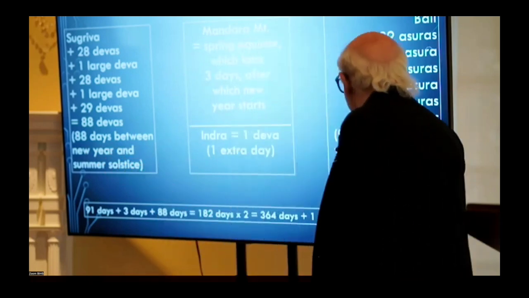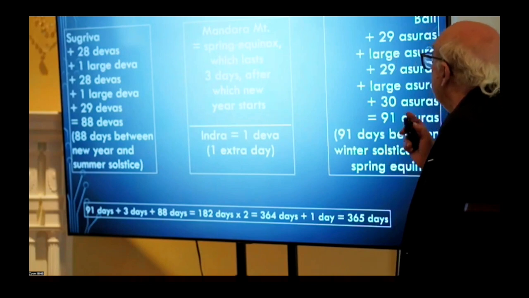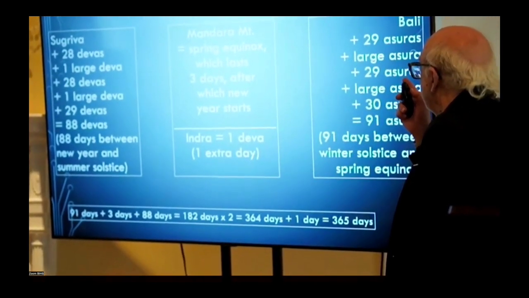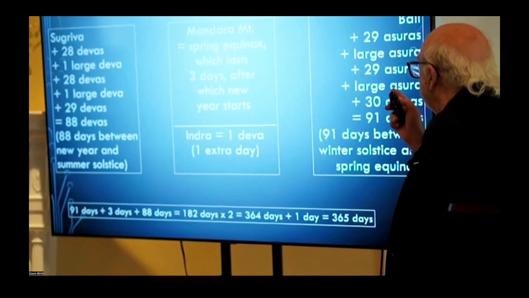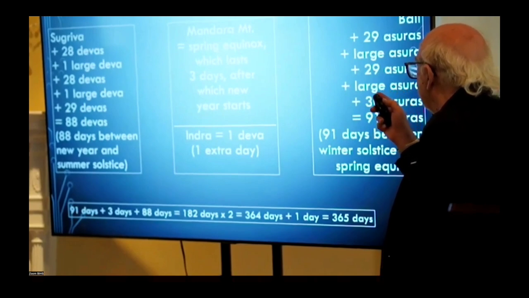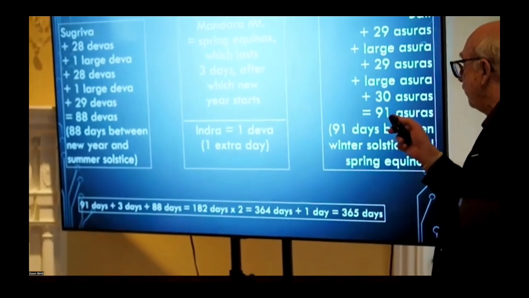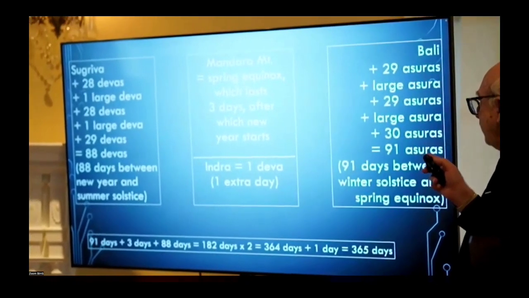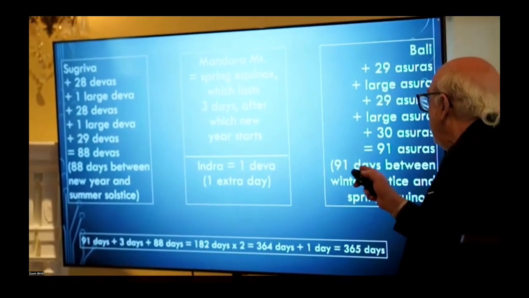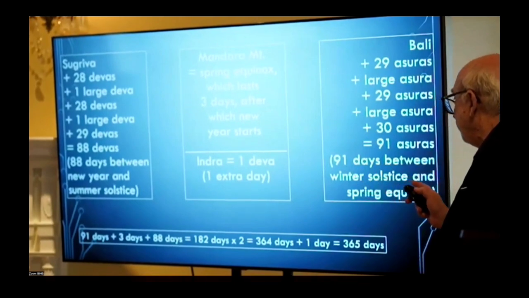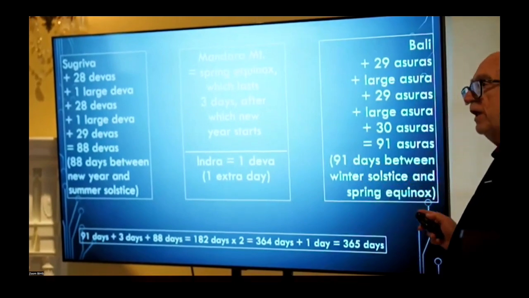Then on the asura side, you've got 29 asuras, one large asura, another 29, another large asura, then 30 more asuras, for a total of 91 asuras. And there are 91 days between the winter solstice and the spring equinox.